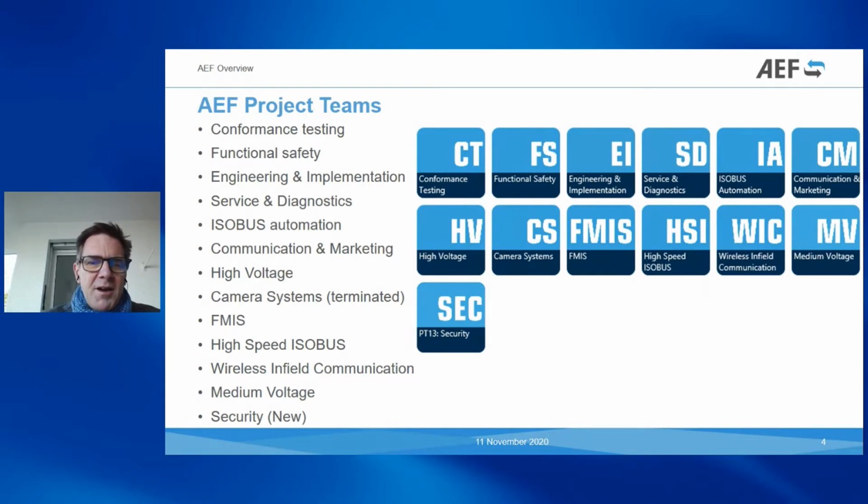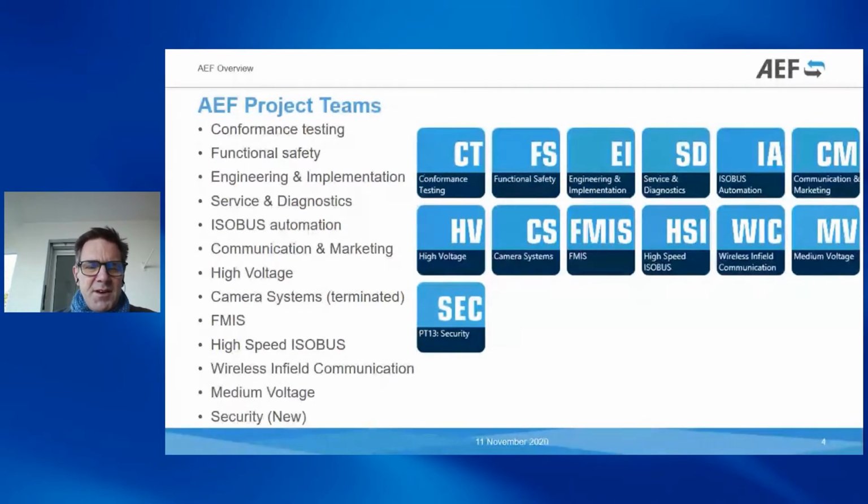The high voltage and the camera systems teams are both teams who have, if you like, we've actually started to wind them up, because the high voltage team worked on a high voltage electrical connector that could be used between the tractor and implement, and that actually ended up being released as a number of AEF guidelines, which have then been passed over to ISO, and there's a new ISO standard detailing a high voltage electrical connector. So their work is 99% completed, and it's the same with the camera systems.